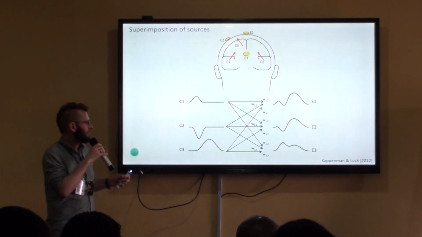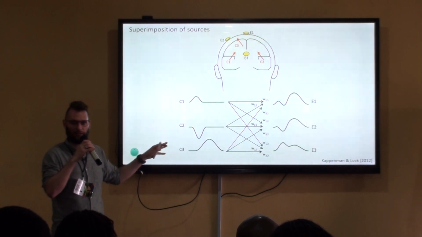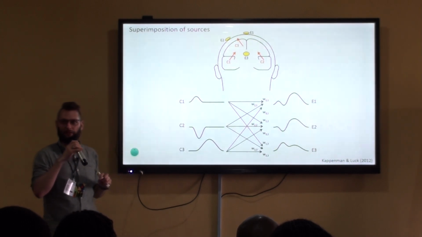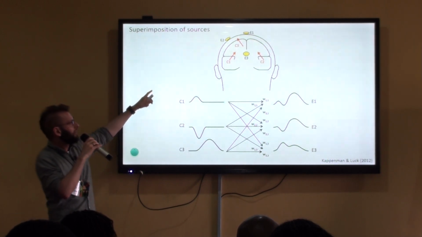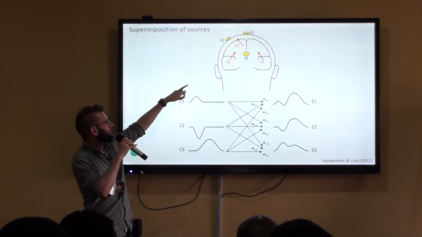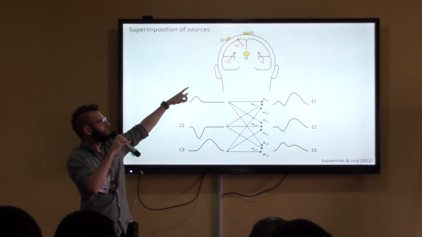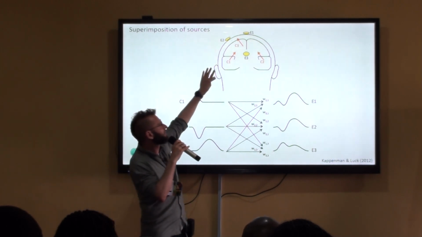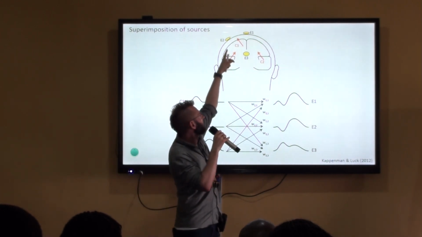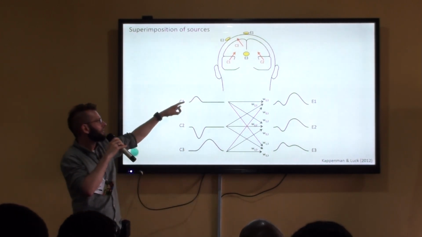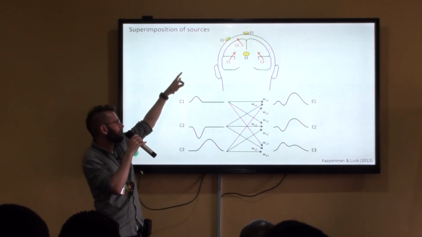This example here I think is taken from the book by Steve Luck that I also recommended. If you really want to dive into ERP research, this is a really good place to start. In this simulation, they have put 3 electrodes around the scalp, I think at the back of the head. Then they simulated 3 dipoles located in the brain. This is a head seen in cross section with the midline, and this is supposed to be the cortex, calling these different sources C1, C2, C3.